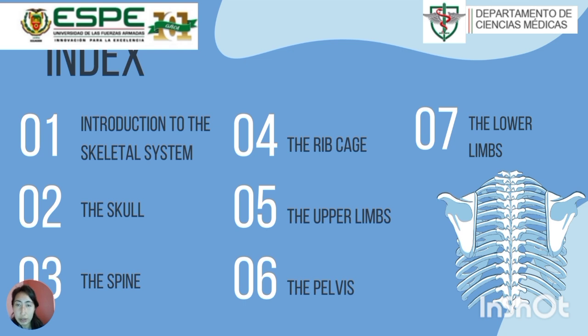Our presentation today will cover the key structures that make up the skeletal system. We will begin with the introduction to the skeletal system, and then move on to the skull, the spine, the rib cage, the upper limbs, the pelvis, and finally the lower limbs.